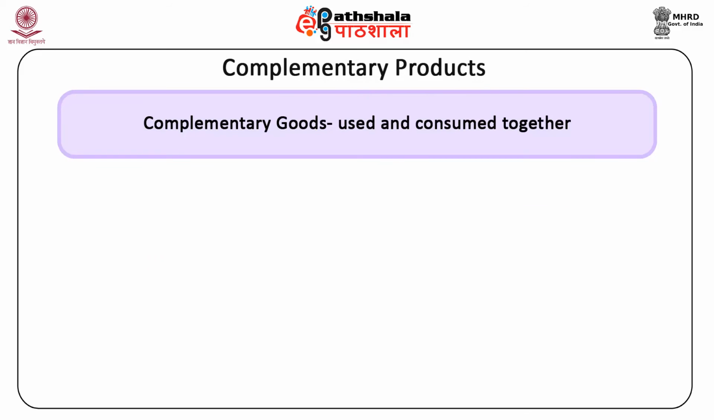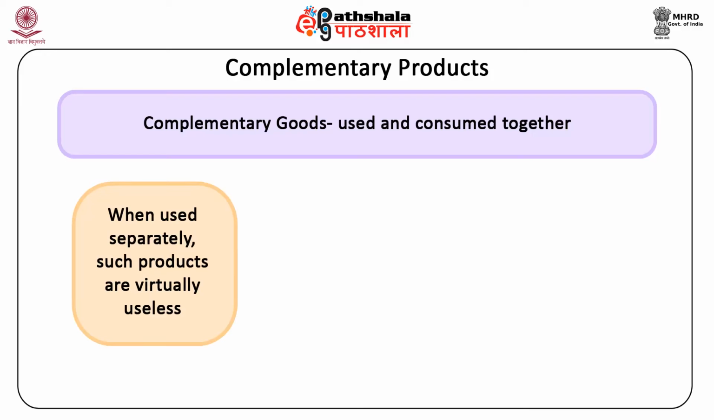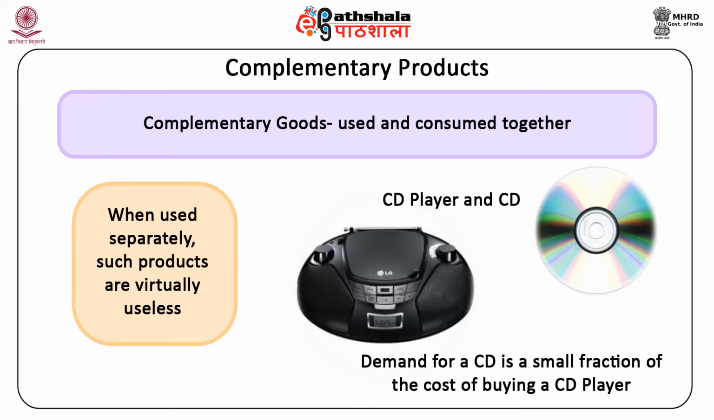Complementary products. While substitute goods can be used interchangeably, complementary goods are the goods that are used together. To consume one product, you must consume both. It means separately, each product is virtually useless. For example, the demand for CDs would decrease if the price of the CD player is increased.